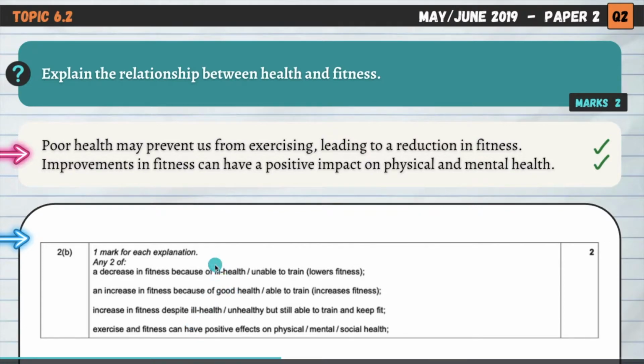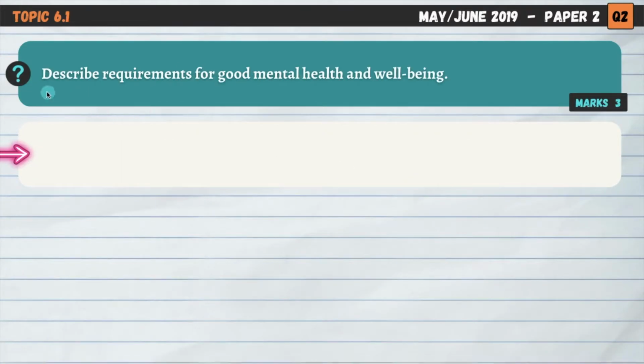So it doesn't always have to be a negative or inverse relationship like the first 2 points. And then finally, exercise and fitness can have positive effects on physical, mental, and social health. So a pretty broad point there at the bottom. But study the mark scheme if you need to. But we'll move on to our next question, which is to describe requirements for good mental health and well-being.